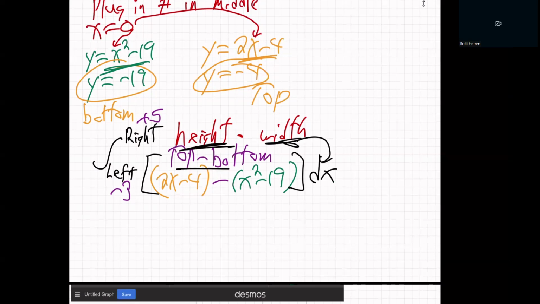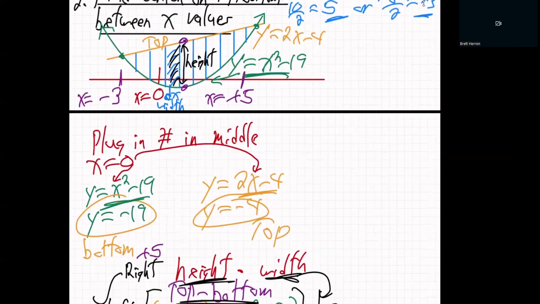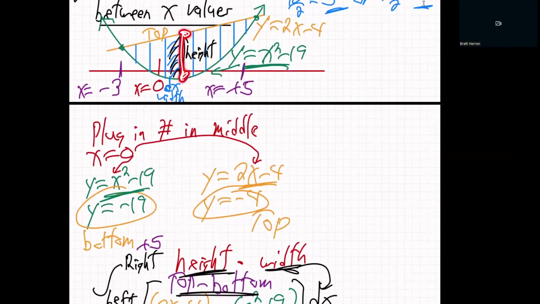So the height, top minus bottom, is this minus this. That's the height of each of these rectangles. Top function minus bottom function gives you the height, right? When you have a top and a bottom, subtract them, you get the height, times the width dx. That's the area of that rectangle. Add up all those rectangles from -3 to +5. And so there we go.